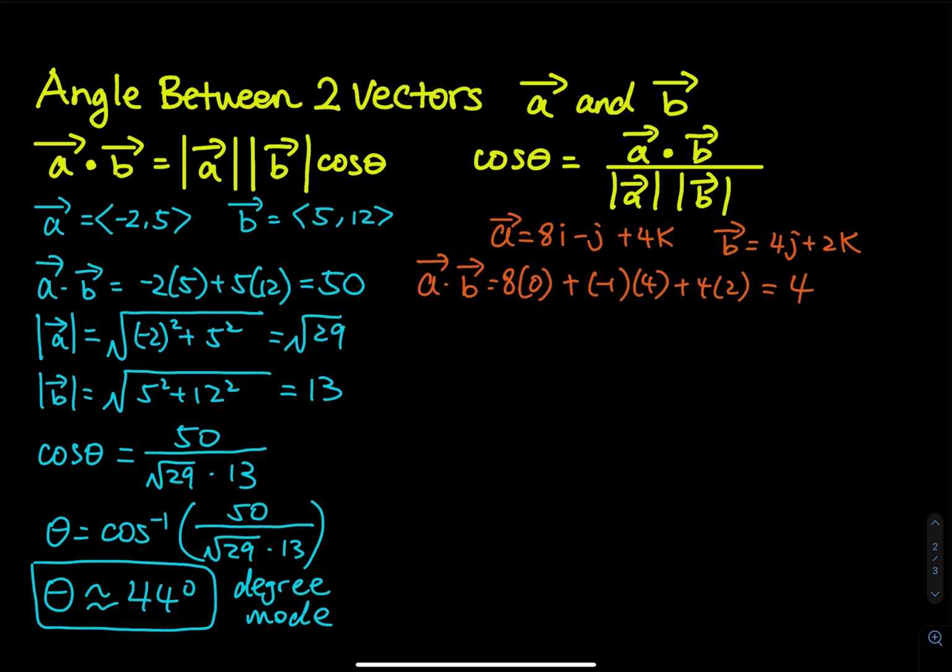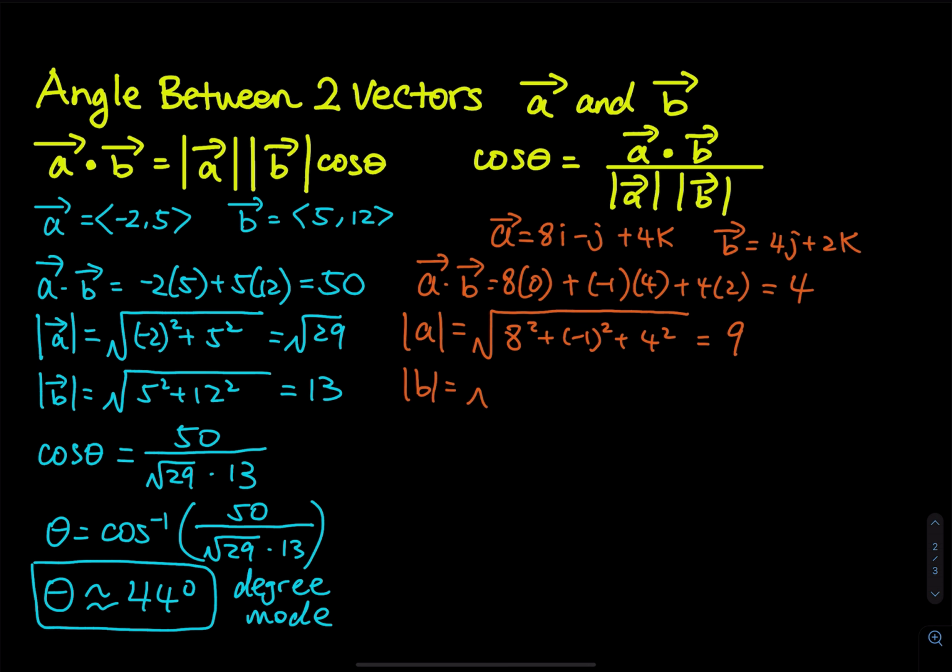And then the magnitude of A is equal to the square root of 8 squared, and then plus negative 1 squared, and then plus 4 squared. This is equal to 81, right? 81, take the square root of that, you have 9. And then the magnitude of B, you have the square root of 0 squared plus 4 squared plus 2 squared. 16 plus 4 is 20, so that is the square root of 20.